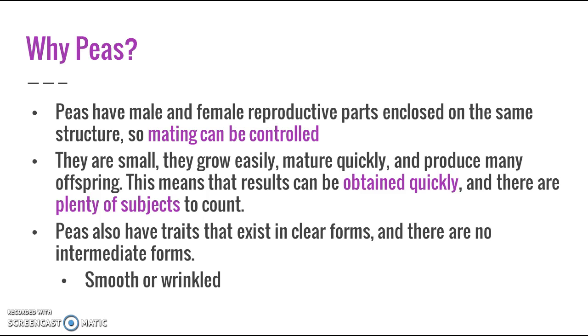There were several reasons that peas were such a good model to study. First of all, pea plants have male and female reproductive parts enclosed on the same structures, and mating can easily be controlled. Pollen can easily be transferred from one plant to another, and there aren't any ethical implications about the mating of plants. A second big benefit to plants is that they're small and easy to grow.